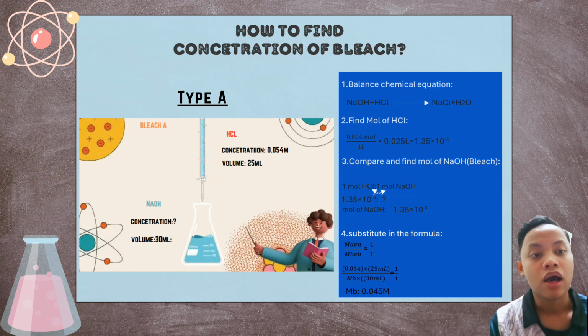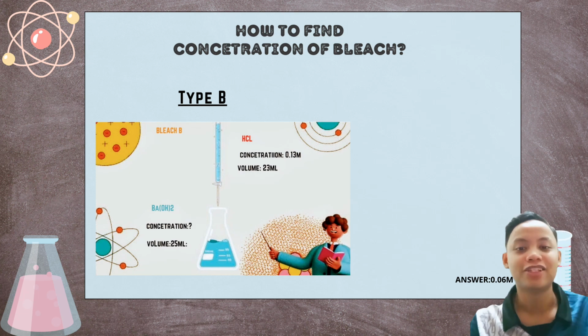So we just substitute the value, and 0.054 times 25 ml over MB times 30 ml equal to 1 over 1. And final answer we got on concentration of natrium hydroxide is 0.045 M. Settle with searching concentration of type A Clorox natrium hydroxide. On the second type B Clorox, I want all of you try, but I provide the answer if you want to check. So good luck.